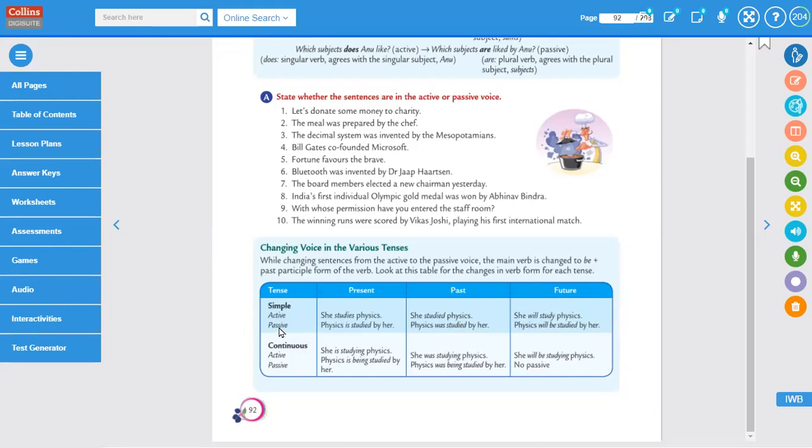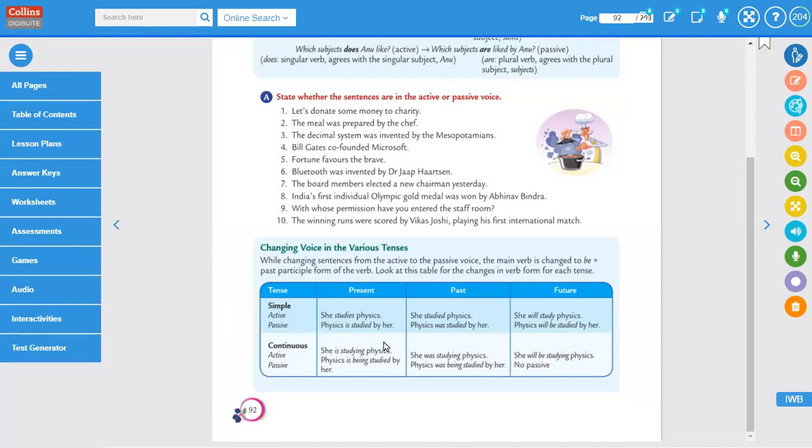The next point of focus is the passive voice in all its three tenses. How is this associated with present, past, and future? How are we supposed to write this? Physics is studied by her. Physics was studied by her. Physics will be studied by her.